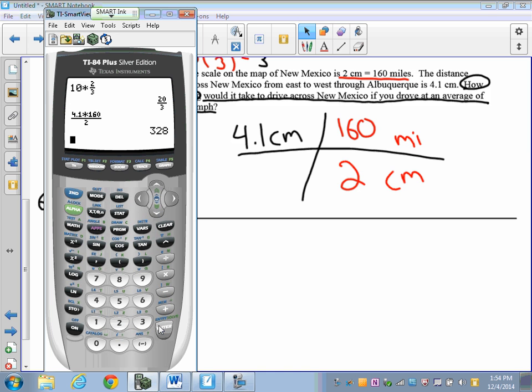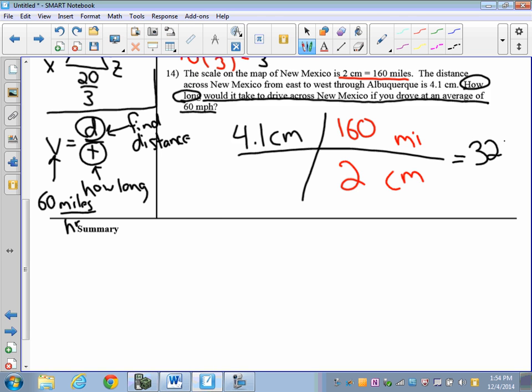Last time we didn't have to put a fraction when we converted units because there was a 1 in the denominator. So this is equal to 328 miles. So the centimeters will go away. So that's my distance. So it's equal to, change colors, 328 miles.